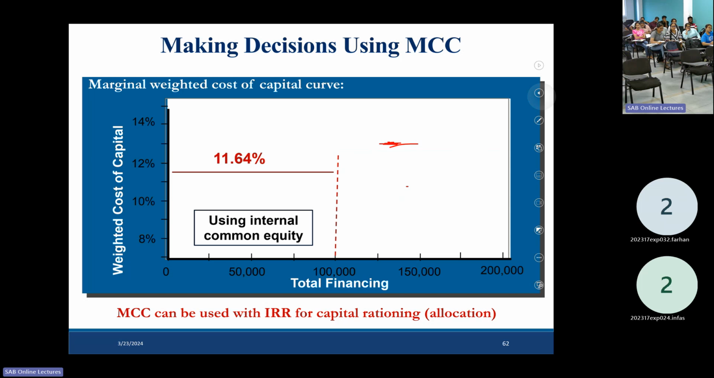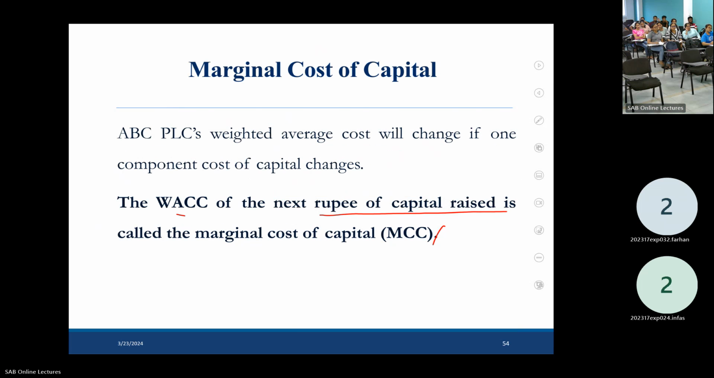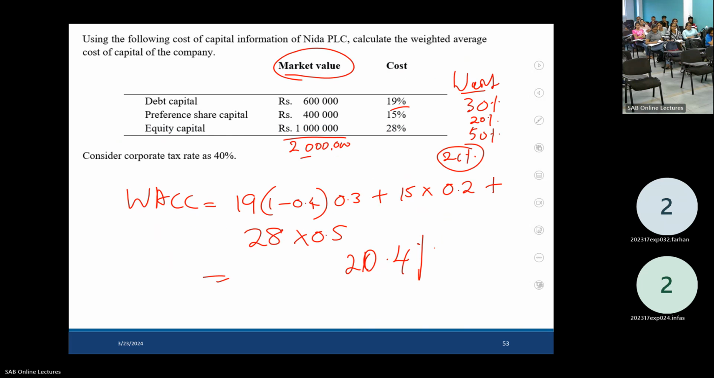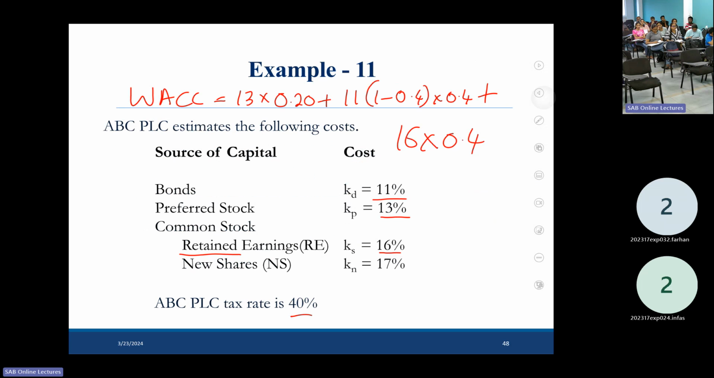So let's go to the example and we'll come to here again. Look at this one. And this one. The company has now, in our same example, right? Here, this is the example. For this ABC PLC, suppose that the available retained earnings of this company is 40,000 rupees. Same example, right?